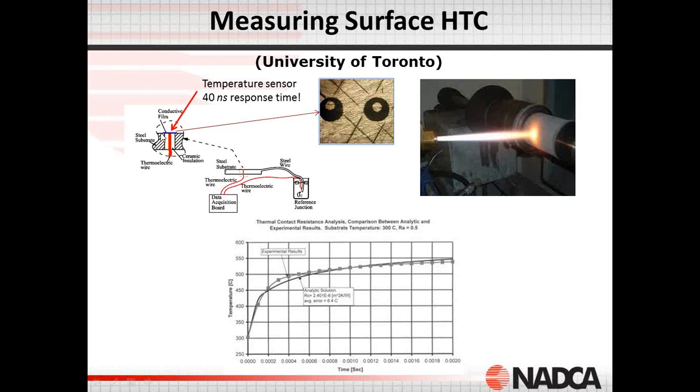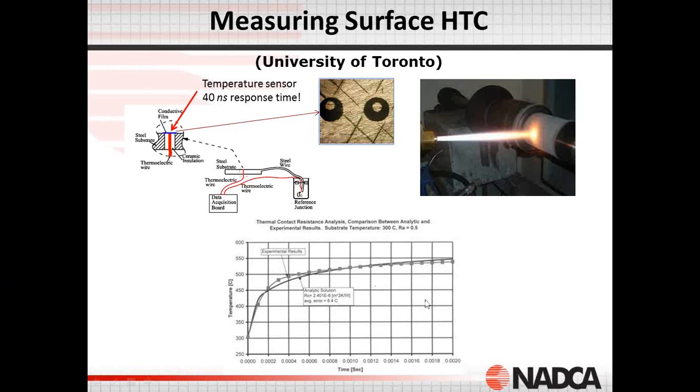And one innovation they have developed was a 40 nanosecond response time for a surface temperature sensor. And the technique they use to measure this interface heat transfer coefficient is that imagine you have a steel surface here with that nanosecond response time thermocouple. If we deposit a liquid material onto this surface, the thermocouple measures the surface heat up. And that is the temperature increase of the steel surface itself.